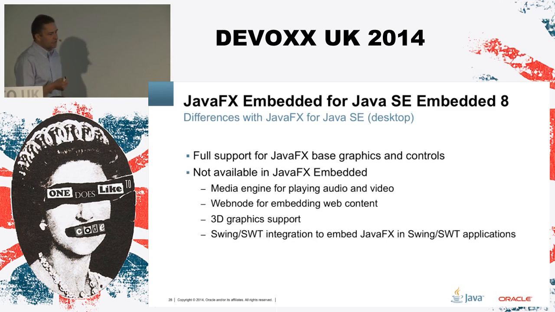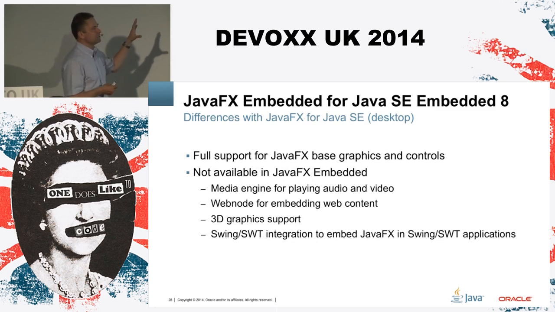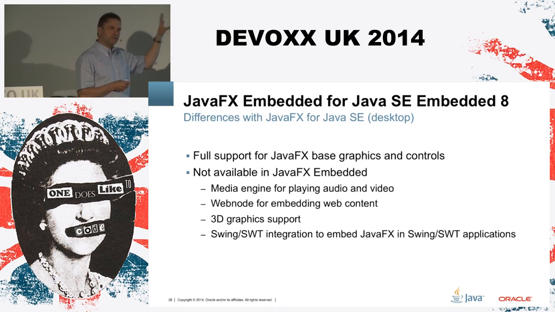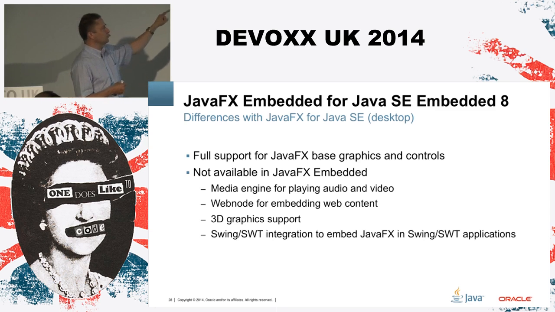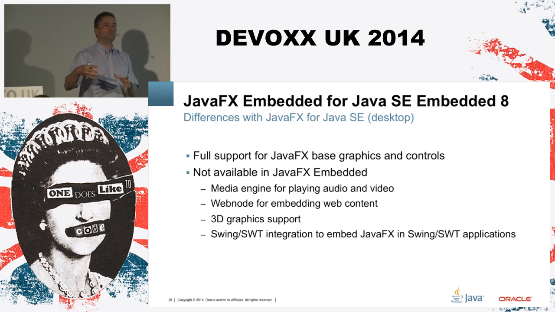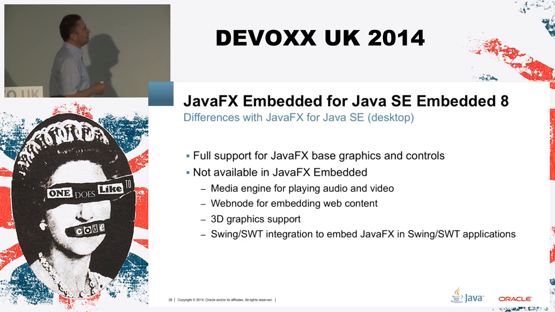And then in terms of the differences between JavaFX on the desktop and JavaFX on embedded devices, there's a couple of things that we don't support. So, for example, the media engine is not supported. There is actually a way of getting around that, so you can use the native media playback system, and then you just put an invisible window on top of it, and it just plays from underneath.